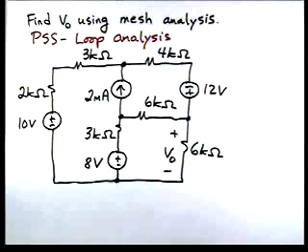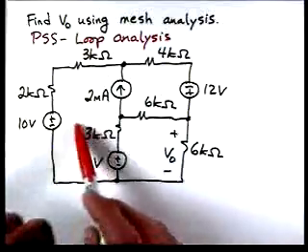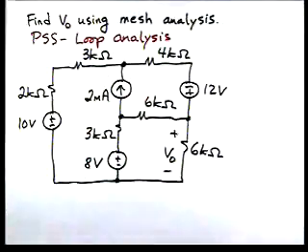In this problem, we're going to find V0 using mesh analysis. And if we look at our circuit, we see we've got one current source. And when we assign mesh currents, we assign one to each mesh. And if you'll note, there's 1, 2, 3 meshes.